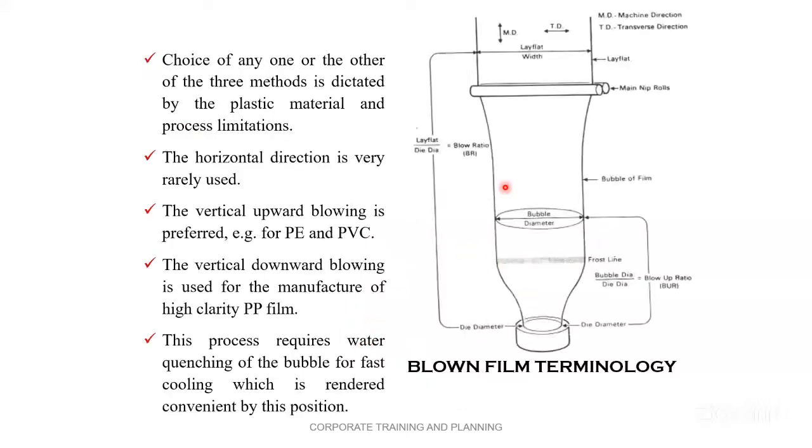See now here. The choice of any of the three methods is directed by the plastic material and the process limitation. See here, friend, the bubble coming through this. There is something called the blow up ratio. The blow up ratio plays a very important role here. BUR, what is the blow up ratio? Bubble diameter divided by the die diameter. See, this is the bubble diameter here. Bubble diameter divided by the die diameter. This will give the BUR.